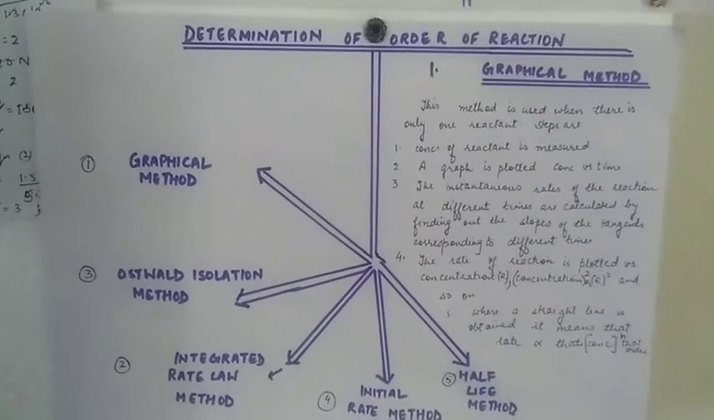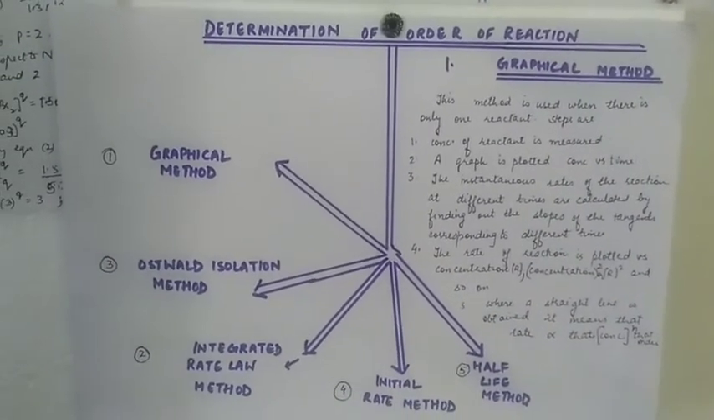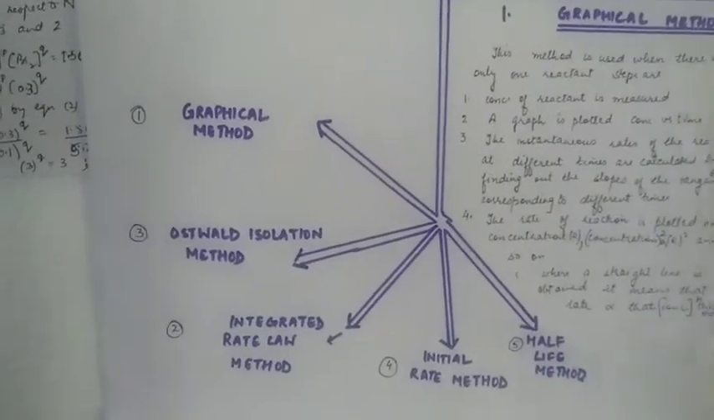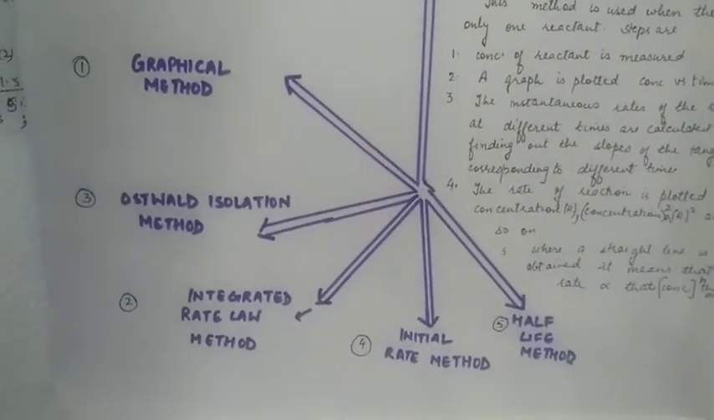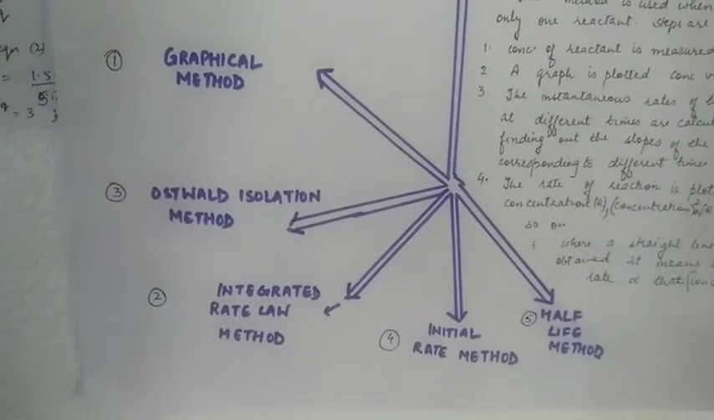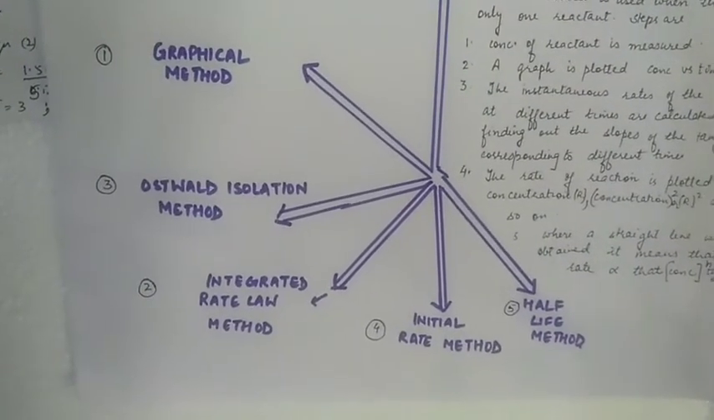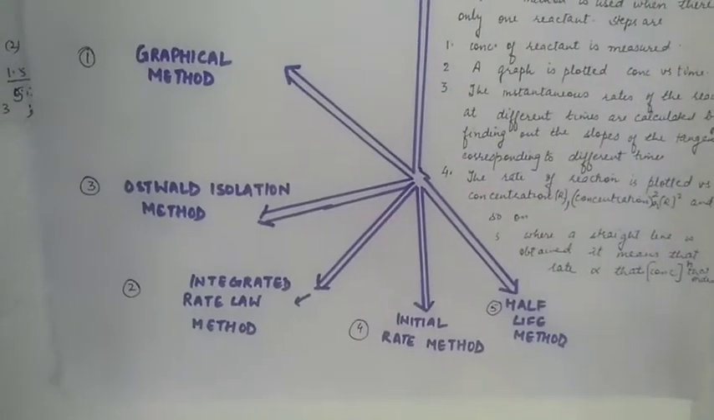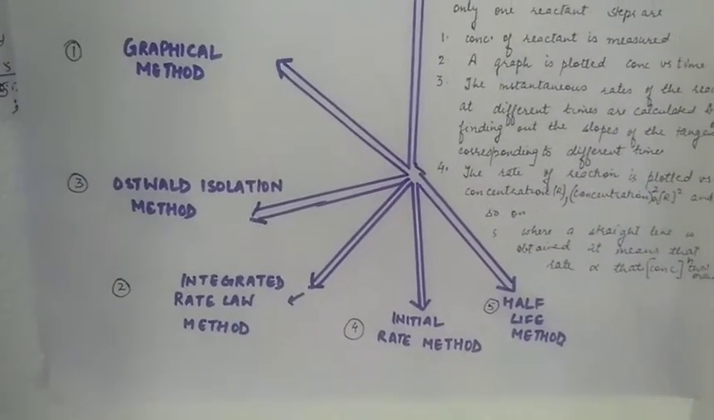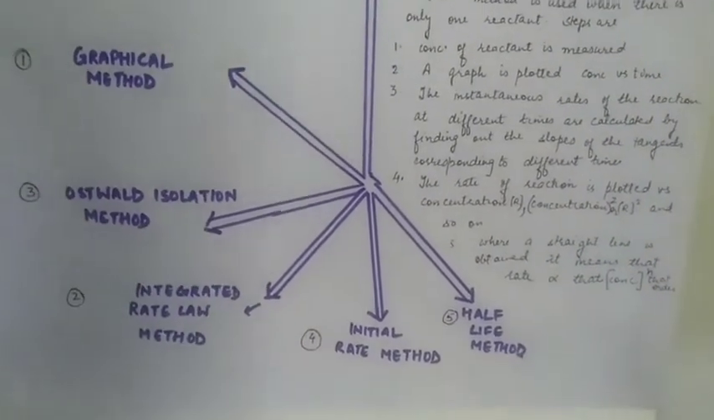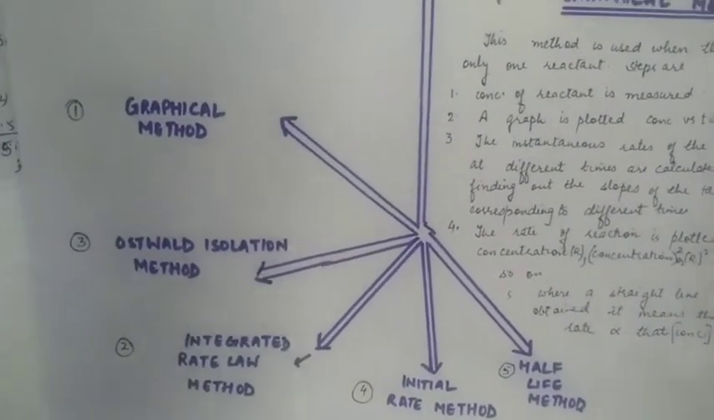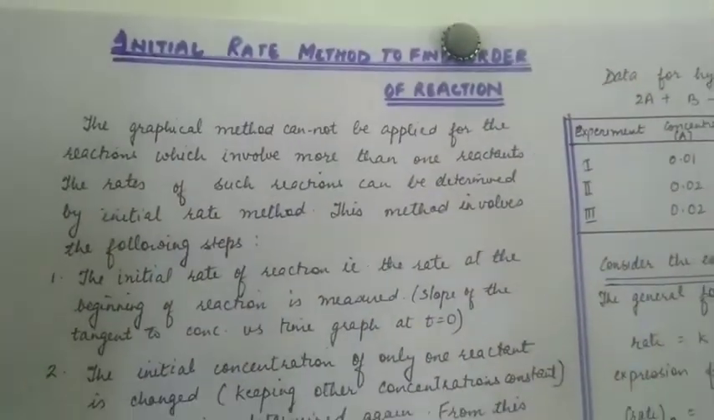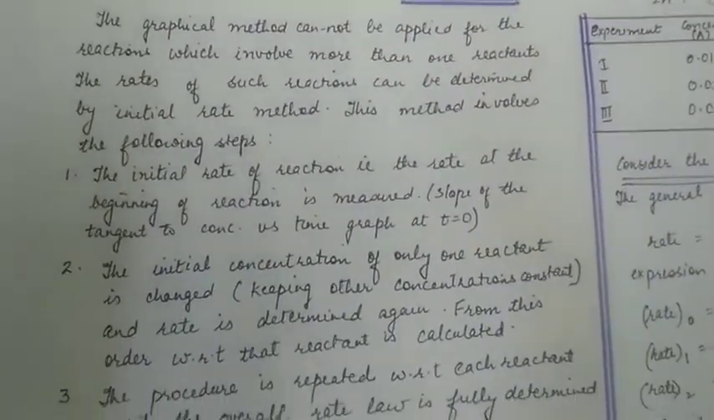We are doing determination of order of reaction. There were 5 methods for determination of order of reaction: graphical method, integrated rate law method, Ostwald isolation method, initial rate method, and half-life method. Of these, graphical method and integrated rate law method we did in the previous video. Initial rate method to find order of reaction.